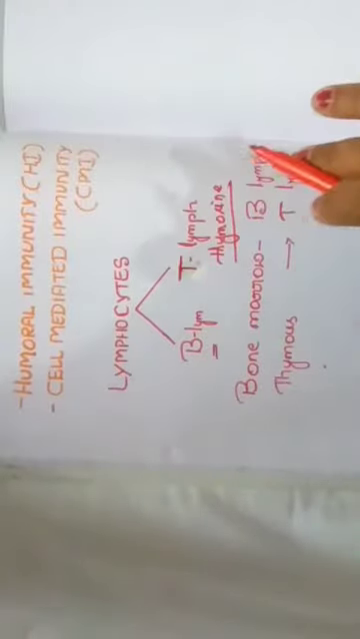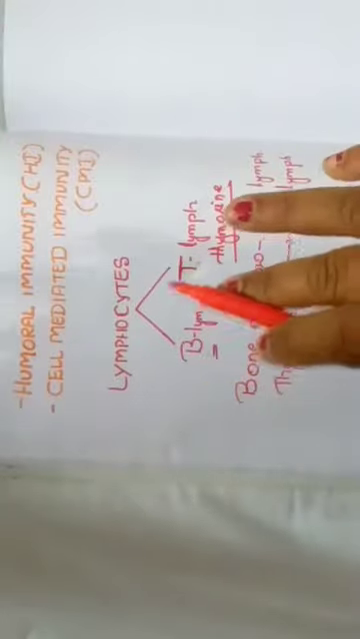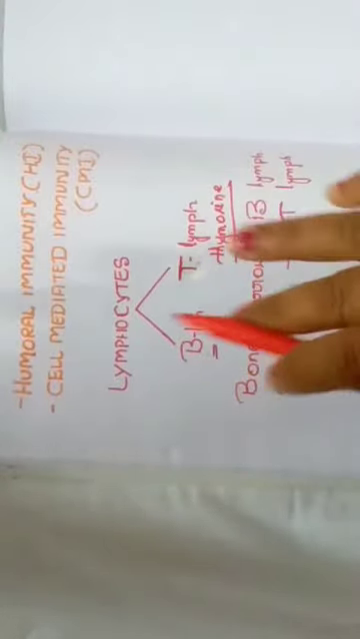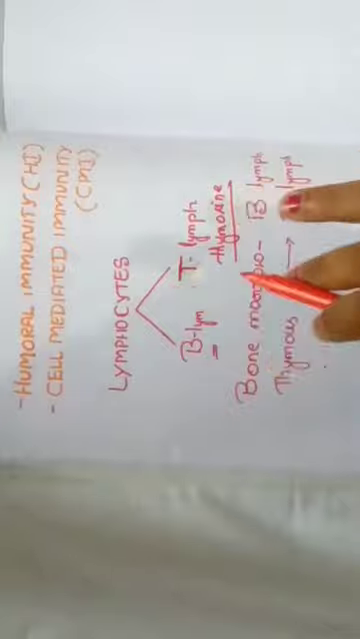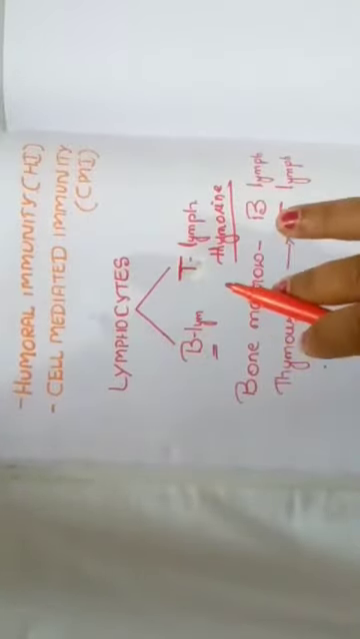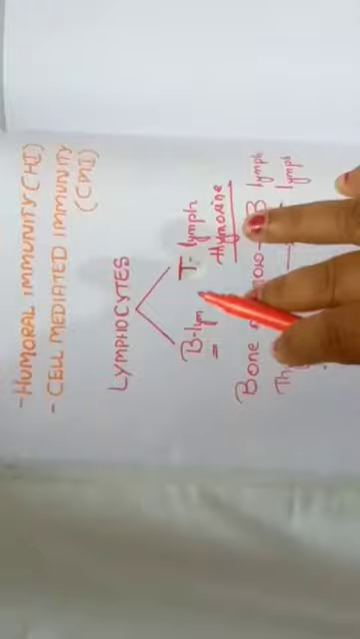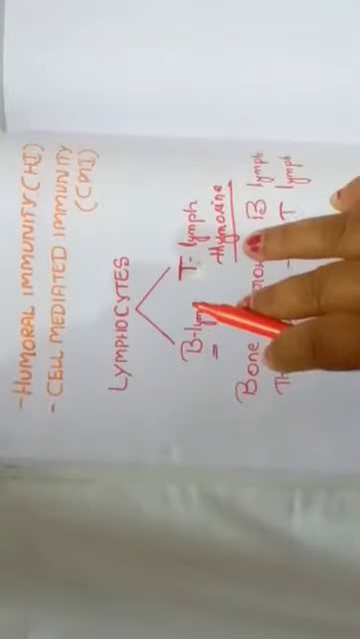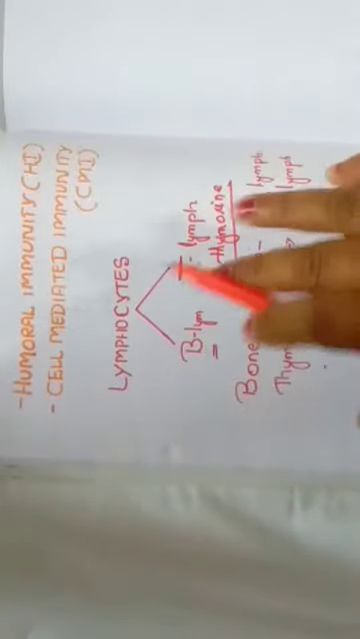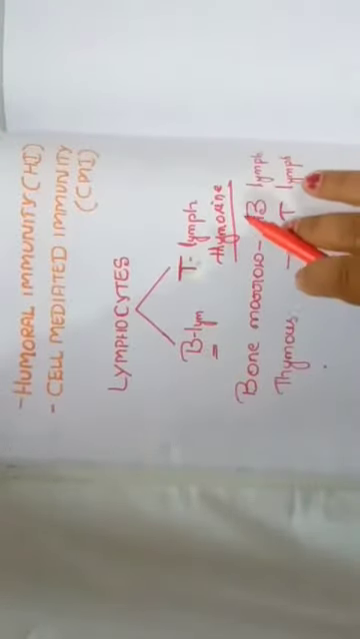With this it is very clear both types of lymphocytes are produced in the bone marrow itself, but based on their differentiation into functional cells. If the lymphocytes are differentiated into functional cells in the bone marrow itself, they are called B lymphocytes. If they are differentiated into functional cells in the thymus, they are T lymphocytes.